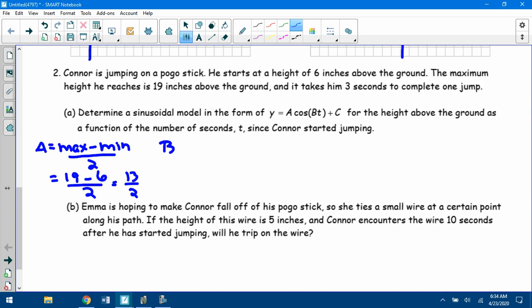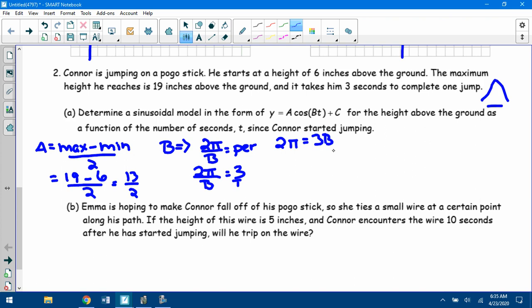How do you find b? It's related to period. So you know that 2 pi over b is equal to period. What's the period here? 3, because it takes him 3 seconds to complete a jump. So he's starting at 6, reaches 19, comes back to 6. That's one jump. So the period is 3. So 2 pi over b equals 3. Okay, so cross multiply. You're going to have 2 pi equals 3b. And if you divide, you're going to get b equals 2 pi over 3.